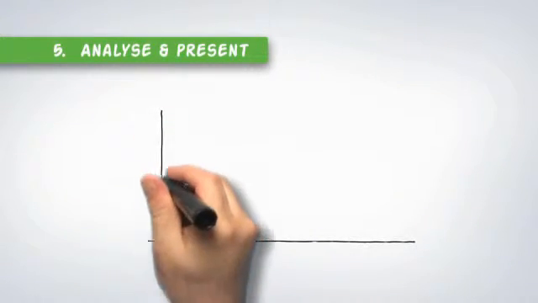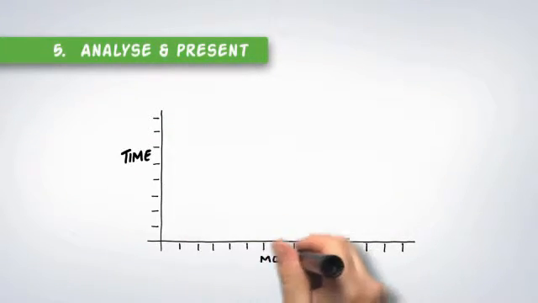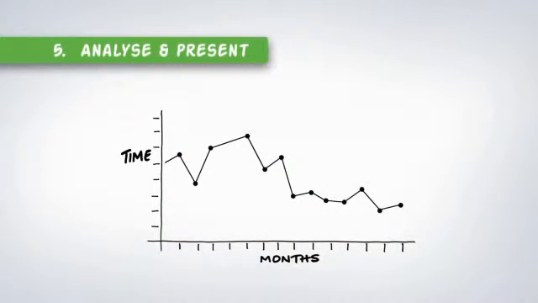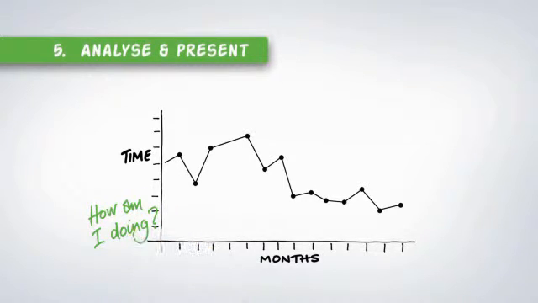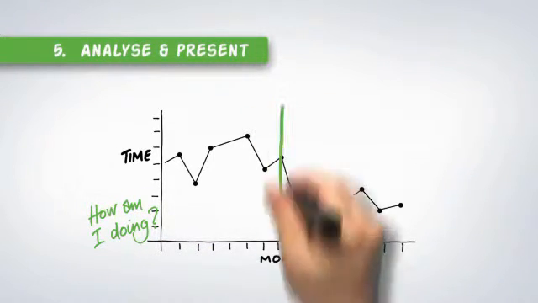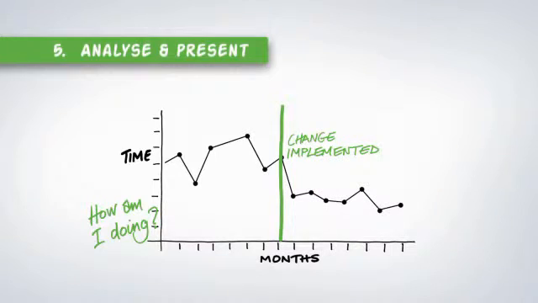The first is the Run or SPC chart. This helps you to answer the question, how am I doing? Have I improved? A useful further tip is to annotate those charts with the changes that you make and when you made them, so that you can see that the change resulted in a difference.